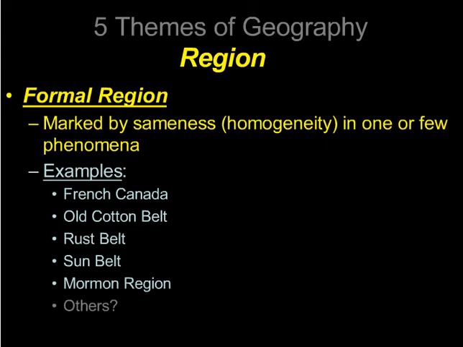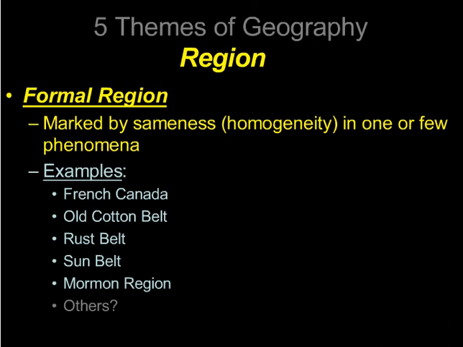And our last theme that we're going to talk about is regions. There are three different types of regions that we're going to talk about. The first one is a formal region. A formal region is marked by sameness or homogeneity in one or a few phenomena. So there's something about this region that's unique, and it's just one or a few different things. For instance, French Canada, the Quebec part of Canada. Well, what is it that makes that a region separate from the other part of Canada? Language.